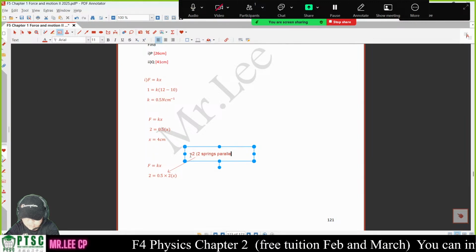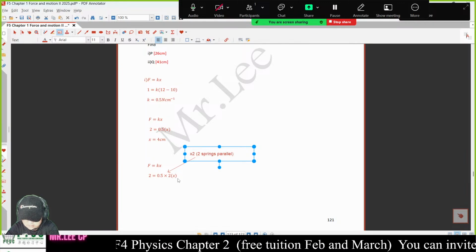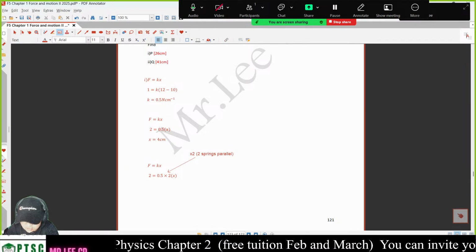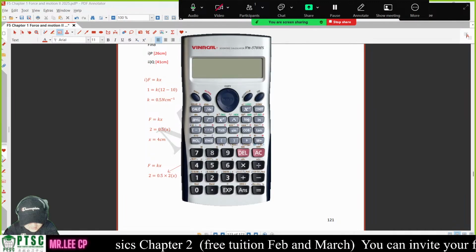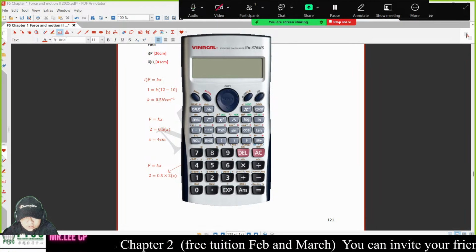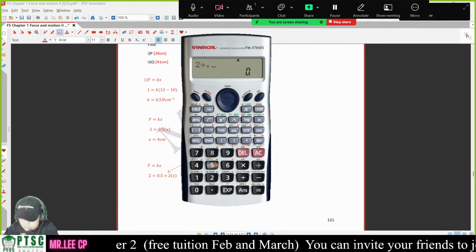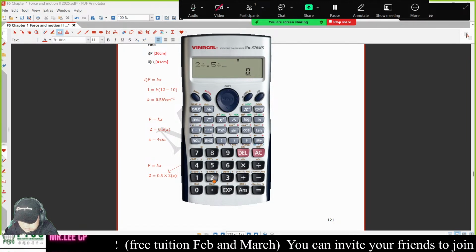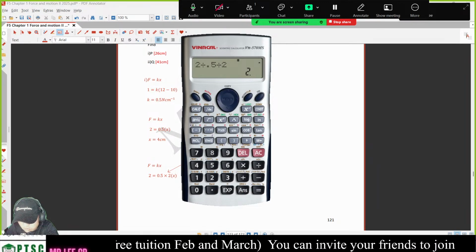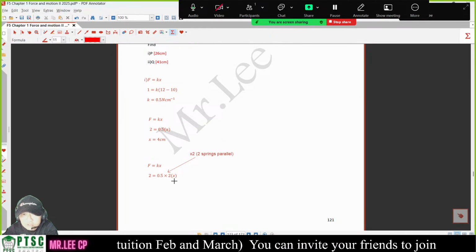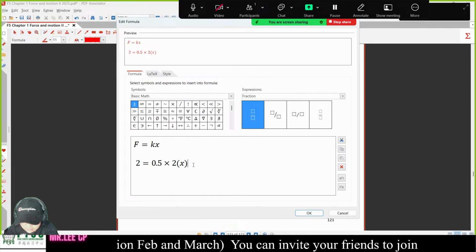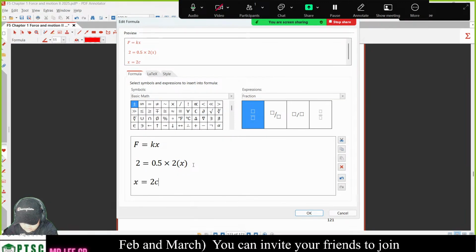Parallel. Right, I make it short. Time 2 because 2 springs are arranged in parallel. So 2 divided by 0.5 divided by 2, I will get 2 cm. So the extension of the spring is 2 cm. So X is 2 cm.